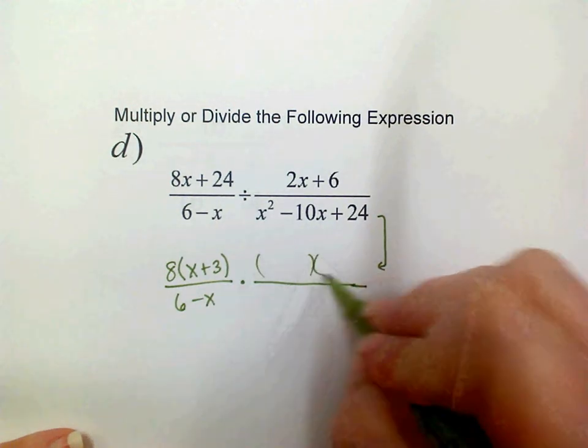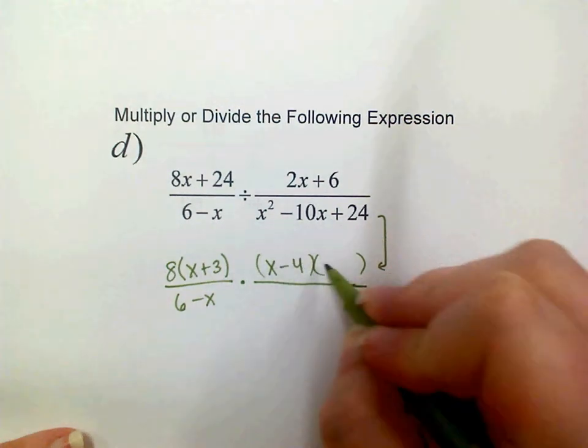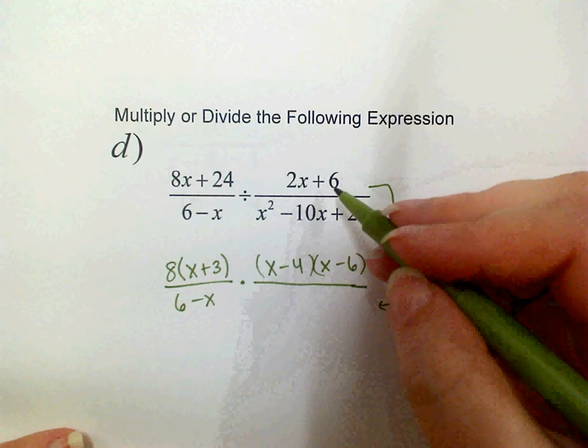The factors of 24 that add up to -10 are -4 and -6. And then this one, I put in the denominator. And I can factor out a 2, so I'm going to factor out a 2, and I'm left with x plus 3.